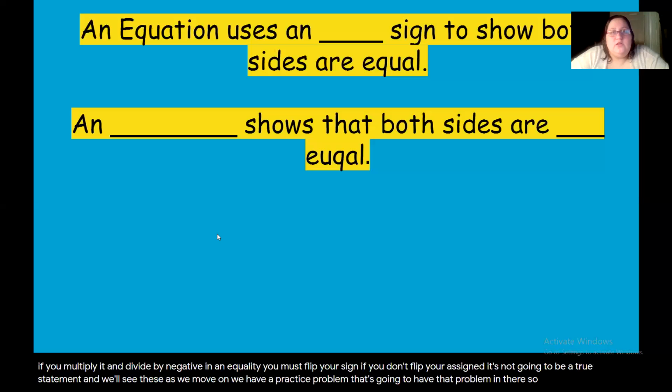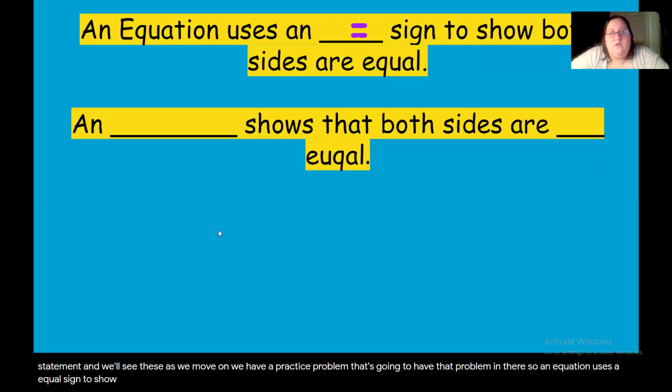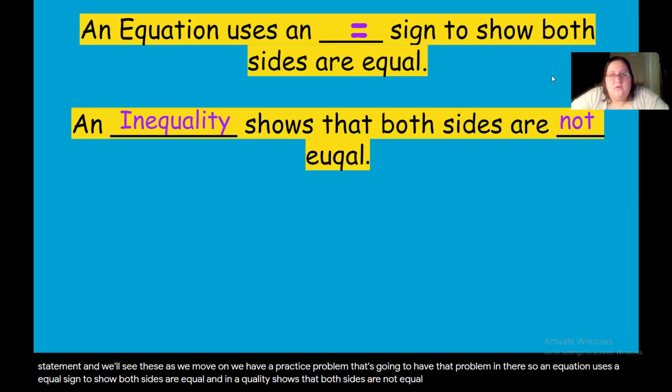So an equation uses an equal sign to show both sides are equal. And an inequality shows that both sides are not equal. And you might not be able to see that whole statement because my face might be in the way. I'm trying to move the camera.